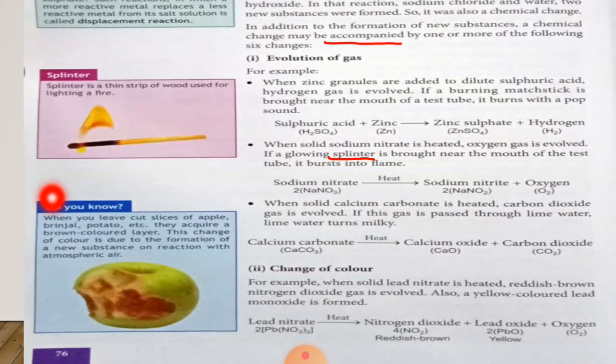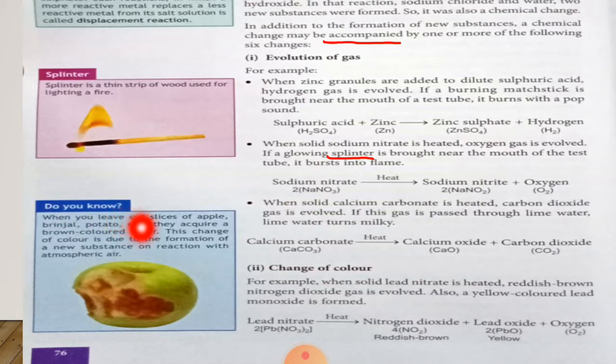Do you know, when you cut a slice of apple, brinjal, potato, etc., they acquire a brown colored layer. This change of color is due to the formation of a new substance on reaction with atmospheric air. So this food article reacts with atmospheric air and forms a reddish brown color on the surface of the cut piece.